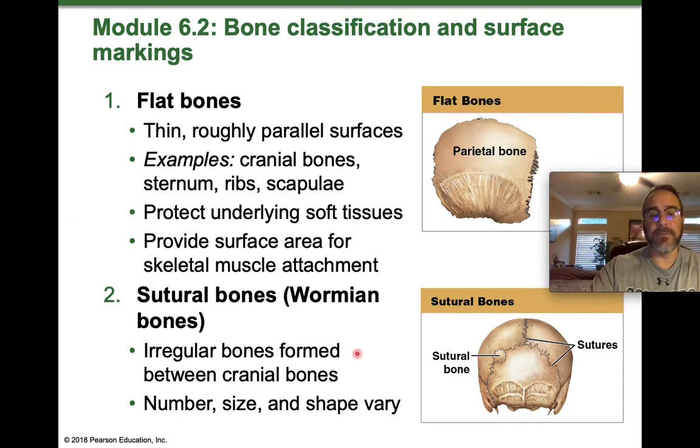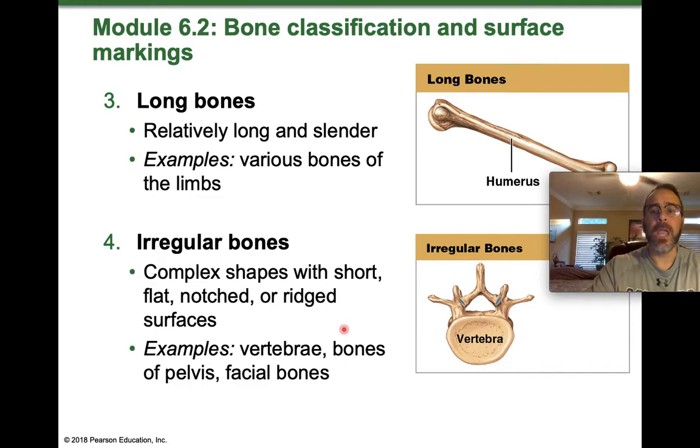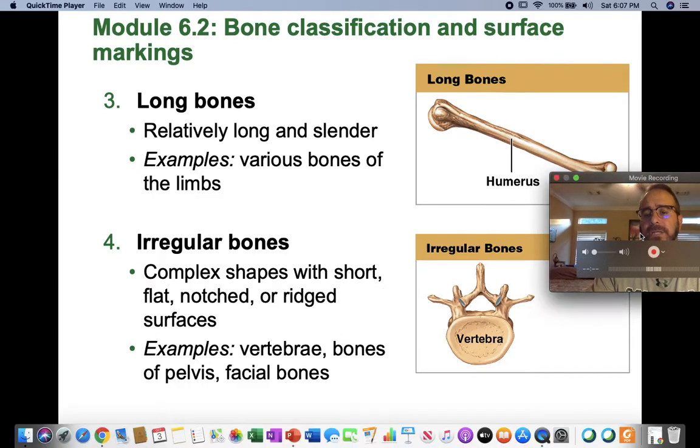Sutural bones, like I said before, are also called wormian bones, and you have a sutural bone right here in the back of your head. These are irregular bones that are formed between the cranial bones, and the number, size, and shape can vary from person to person.